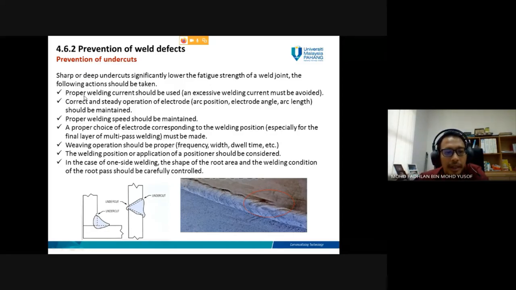Okay, so to avoid them, we should properly choose the welding current, and then correct and steady operation of electrode should be maintained. Okay, proper welding speed should be maintained, a proper choice of electrode. Okay, weaving operation should be proper. Okay, the welding position or application of a positioner should be considered as well. Okay, in the case of one-sided welding, the shape of root area and welding condition or the root pass should be carefully controlled. So kalau kita tengok semua melibatkan macam mana kita control operasi welding tu sendiri in order for us to avoid the undercut.